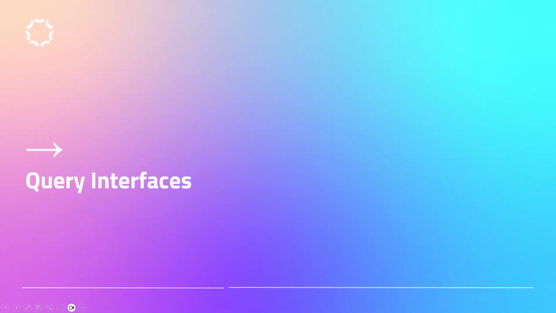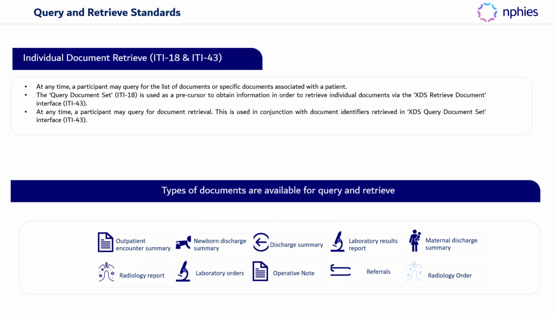While for query interfaces, at any time, a participant may query for patient documents using the query document set, ITI 18, as a precursor which in return retrieves the queried individual documents via the XDS Retrieve Document Interface, ITI 43. Healthcare providers may search for any of several types of documents including outpatient encounter summary, discharge summary, maternal discharge summary, newborn discharge summary, operative note, laboratory orders, laboratory results report, radiology orders, radiology report, referral, and the IEHR summary.